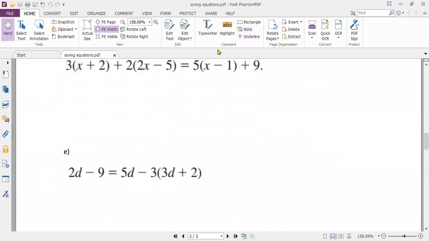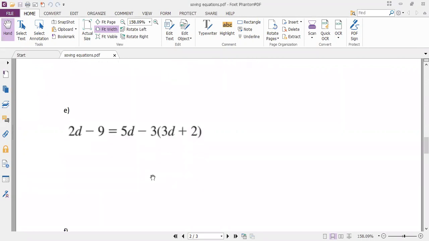The next one, try to do it. I have 2d minus 9 on a side. Okay, 2d minus 9. There is no simplifying, there is no expanding. So it's 2d minus 9 as it is. 2d minus 9 equals, I have 5d, and I have minus 3 multiplied by this bracket.